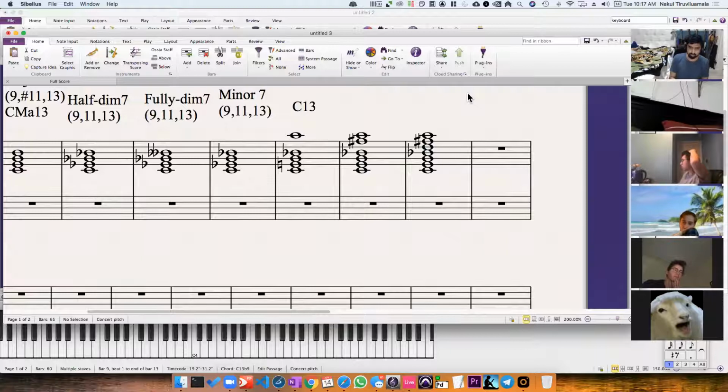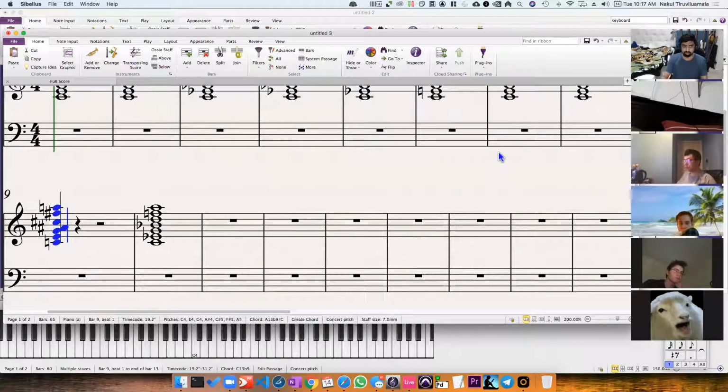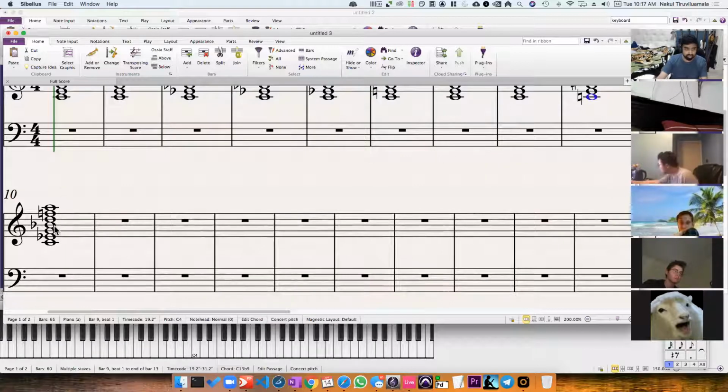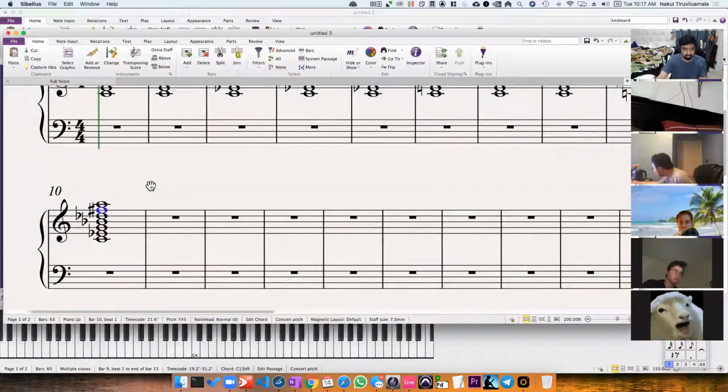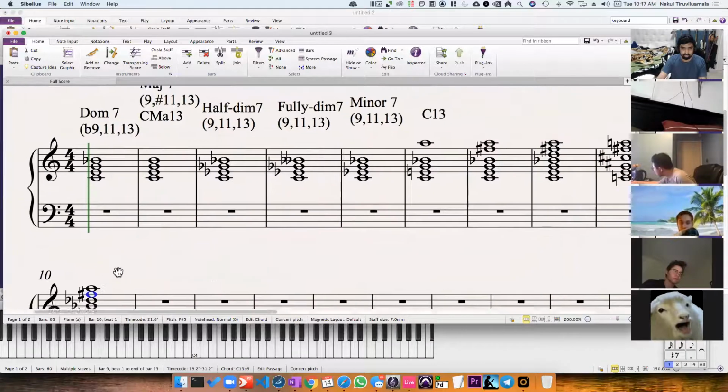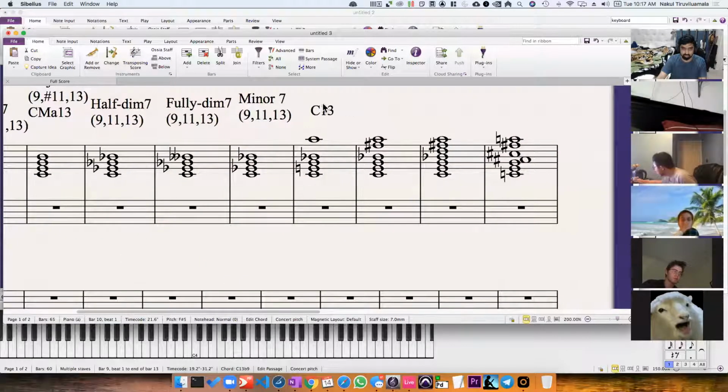I could also do, I think this would potentially work as well, right? So in that particular case, I actually did a flat 9. So actually, these chords might be worth analyzing. Let's do this.